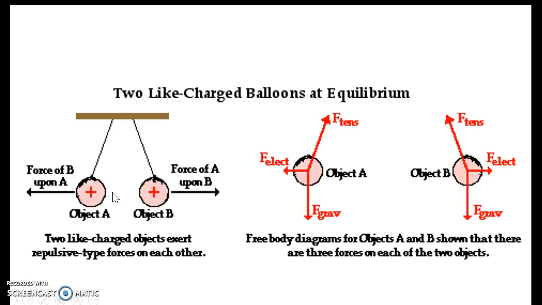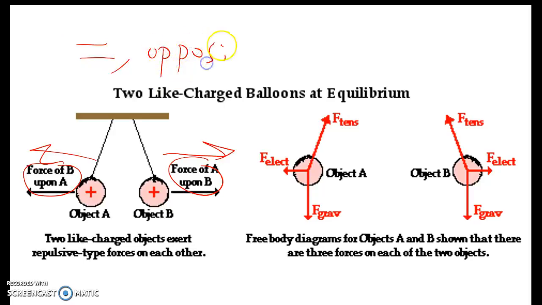So let's look at two like charged balloons. We have two balloons with positive charge. They will repel, and so when they repel, the one positive goes this way, the other goes this way. Due to Newton's third law, these forces are equal but opposite, equal and opposite reactive forces. Since the forces are equal, these things will be at equilibrium. They will not move. They will stay in this spot as long as no other forces act on them.